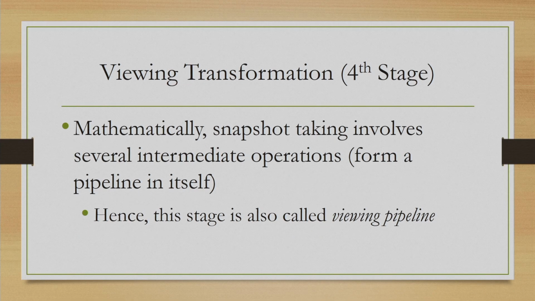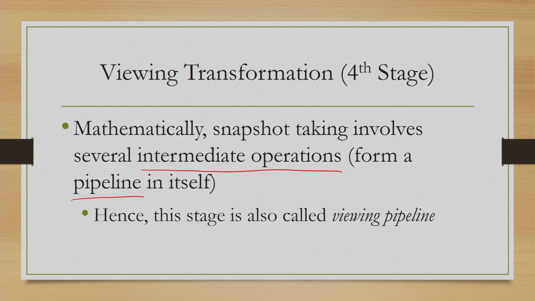Now, this process of taking a photograph can be mathematically analyzed to have several intermediate operations, which in itself forms a pipeline, which is a pipeline within the broader graphics pipeline. So, the fourth stage, viewing transformation, itself is a pipeline which is a part of the overall graphics pipeline.